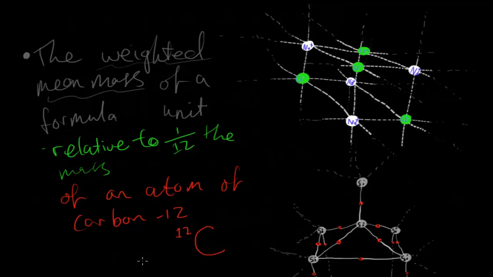And as I said before, these three colors would represent the 3 marks, or the 3 points you would want to include if you are trying to explain the definition of relative formula mass. And that's the end of this video.